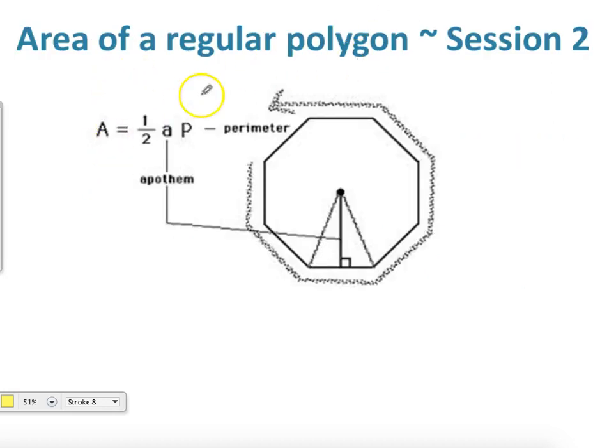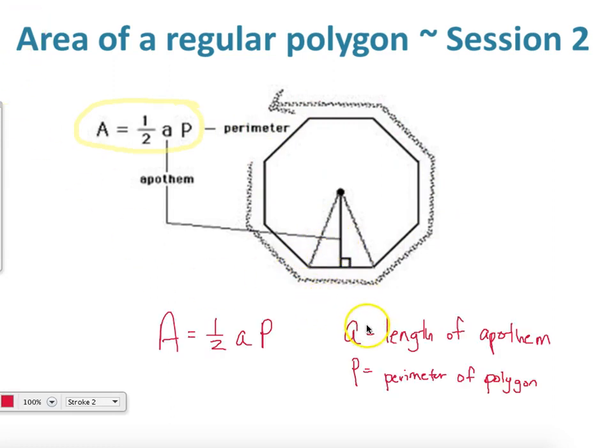All right, here's the formula. The area of a regular polygon, and we'll stop after this, is 1/2 lowercase a, which represents the apothem, times uppercase P, which is the perimeter of the polygon. So make sure you understand what the lowercase a represents and the uppercase P represents in order to find the area of a regular polygon.